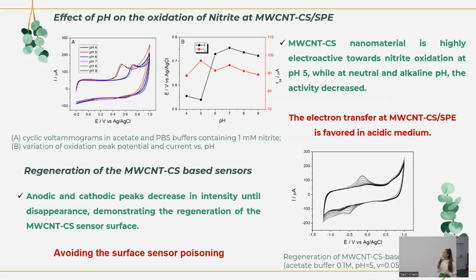The electrocatalytic behavior of the nanocomposite layer towards nitrite oxidation was studied at different pH values ranging from 5 to 9. And as it can be seen in this figure, with the increase of the pH values, the peak potential values were shifted to more positive values. The nanocomposite was highly electroactive towards nitrite oxidation in acid medium, while at neutral and alkaline pH, the activity decreased.